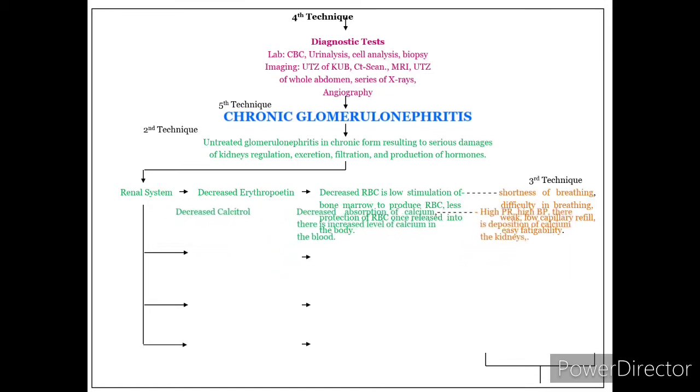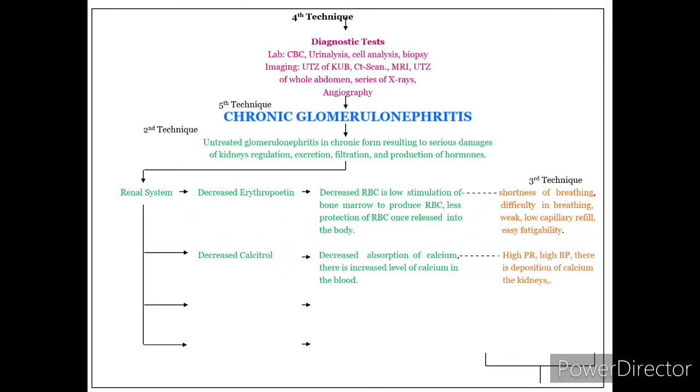Then the next one is decreased calcitriol. Calcitriol helps the calcium get inside the bone. But since it is already affected, there is a high level of calcium in the blood circulation that can lead to clinical manifestations, high PR, high BP, and the rest of the clinical manifestations. Then the other one is decreased renin, inability to regulate the blood pressure. So there is difficulty in controlling the high blood pressure of the patient.